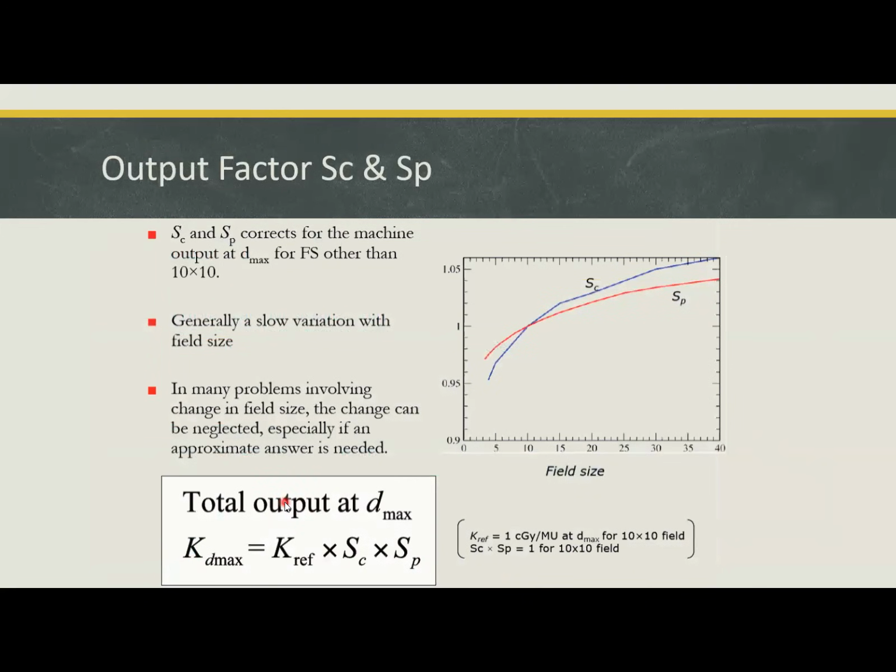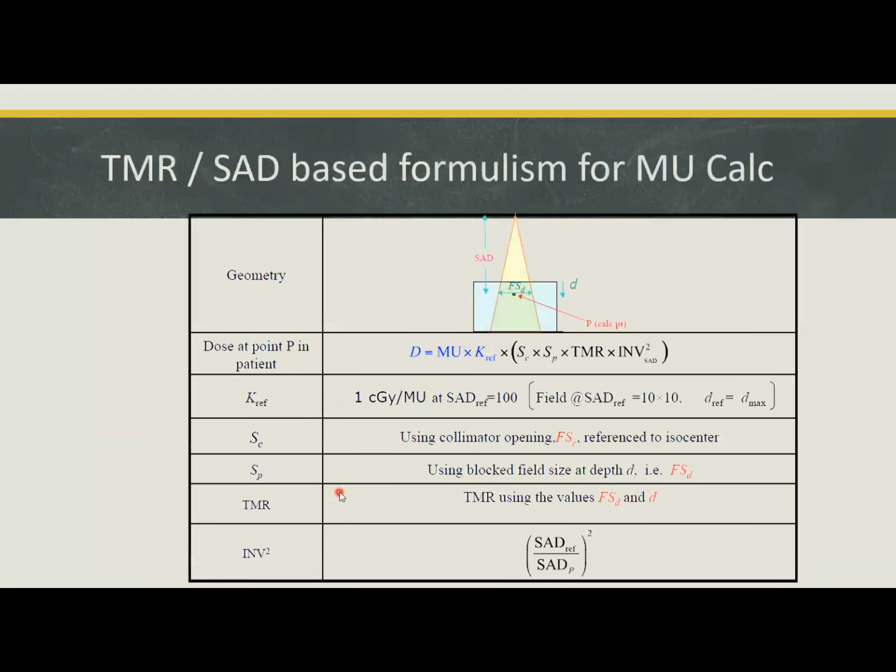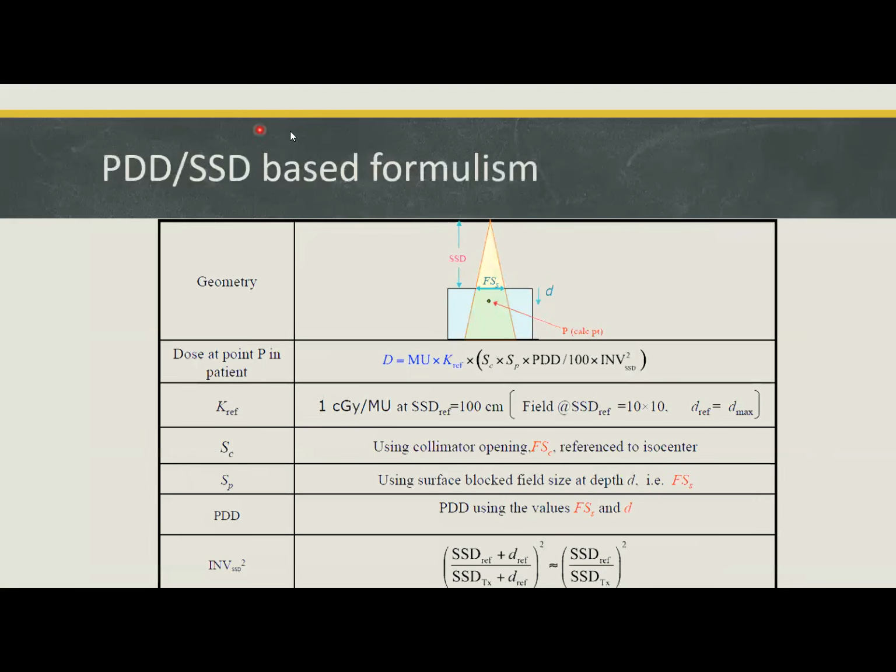So output factor. When you change the field size, the collimator scatter, the head scatter, and phantom scatter vary. Generally, for a slow variation in the field size, many problems involving change in field size can be neglected. This is how the factor is incorporated. This is a TMR based formalism with incorporation of the inverse square law factor, and this is the percentage depth dose formalism. A change in SSD will be incorporated by the manufacturer.